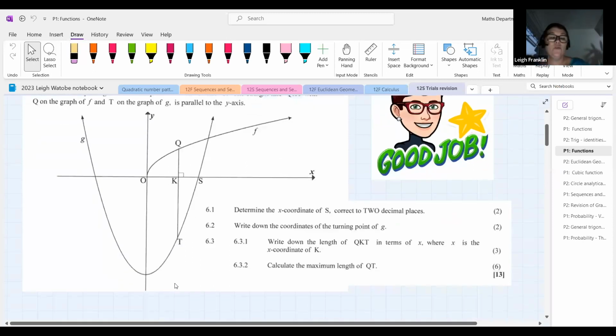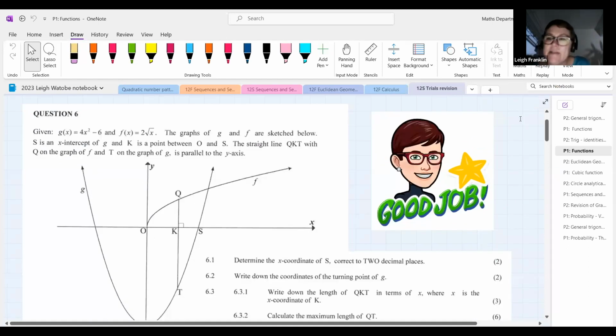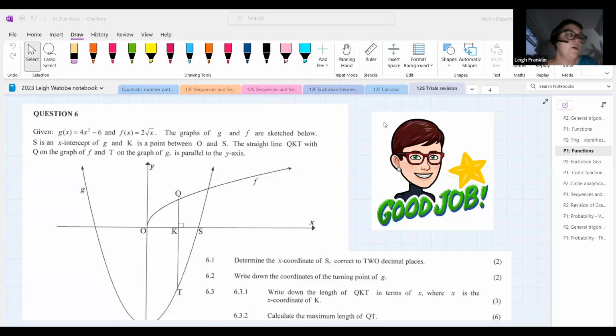Okay. So what they've given us here are, well, before I say what it is, can you describe to me what sort of graph g is and what sort of graph f is? What is g? What sort of graph is g? Let's have a look. Correct, it's a parabola, 100%. Okay, what sort of graph is f?